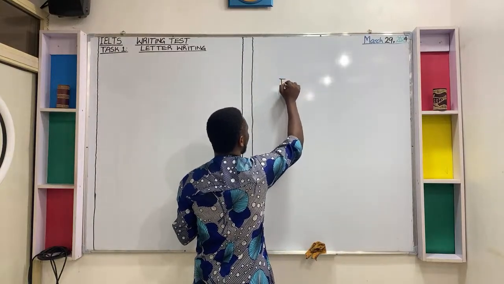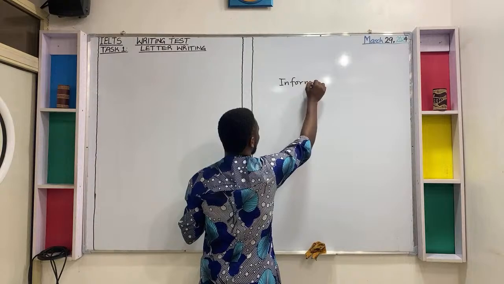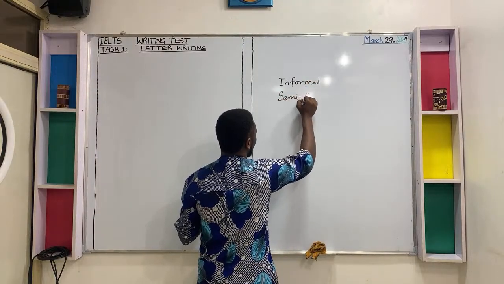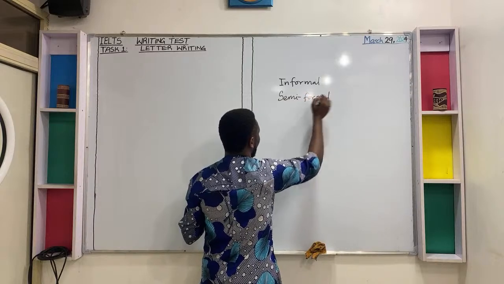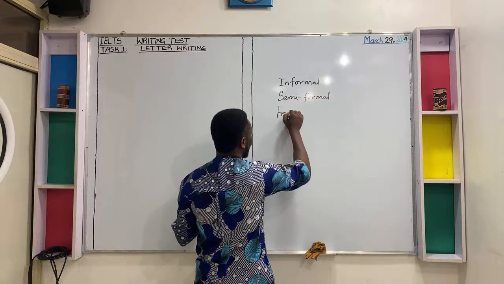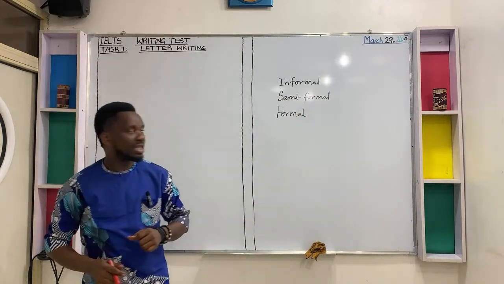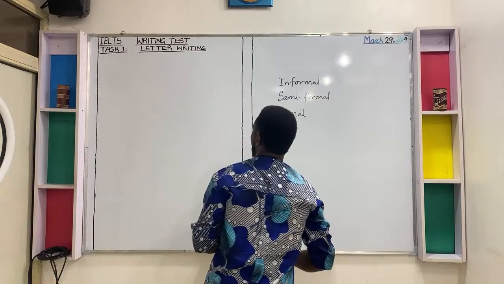We have the informal letters. We have the semi-formal letters. And we have the formal letters. These are the three types of letters.